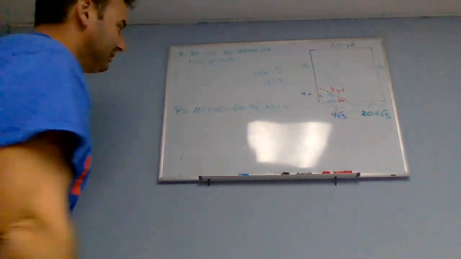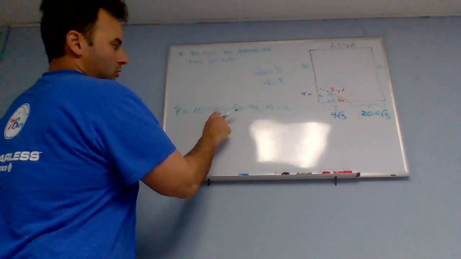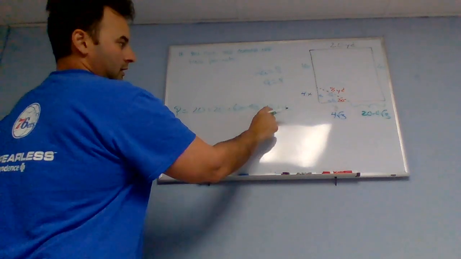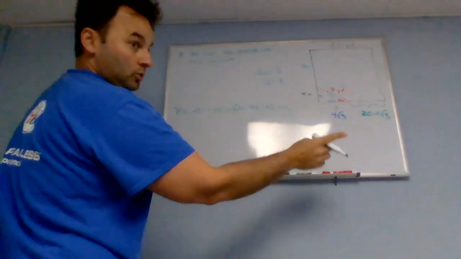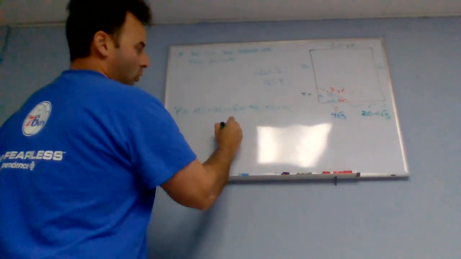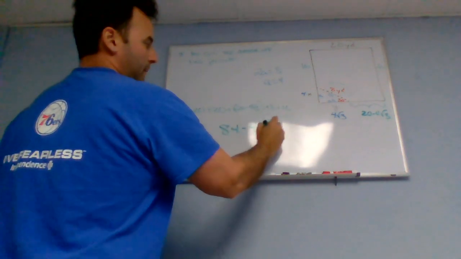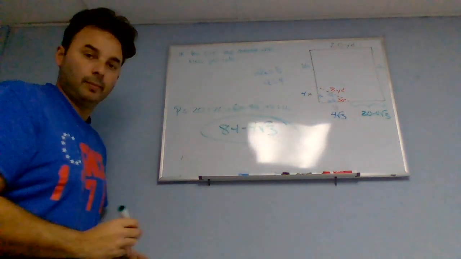So we combine like terms: 20, 20, 20, 60, 68, 78, Mr. Bracco's favorite number, 84, minus 4 radical 3 would be the perimeter.